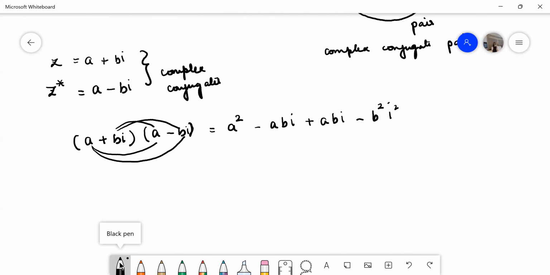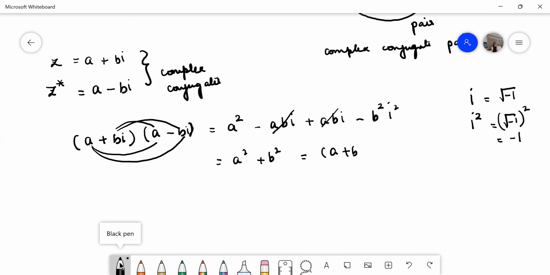Now, in the previous video, you must have seen that if i is the square root of -1, then what is i squared? i squared is the square root of -1 squared, and that is equal to -1. So what we get here is a squared minus b squared times -1, and that becomes plus b squared. So a squared plus b squared is basically a plus bi multiplied with a minus bi. That's it for this video.